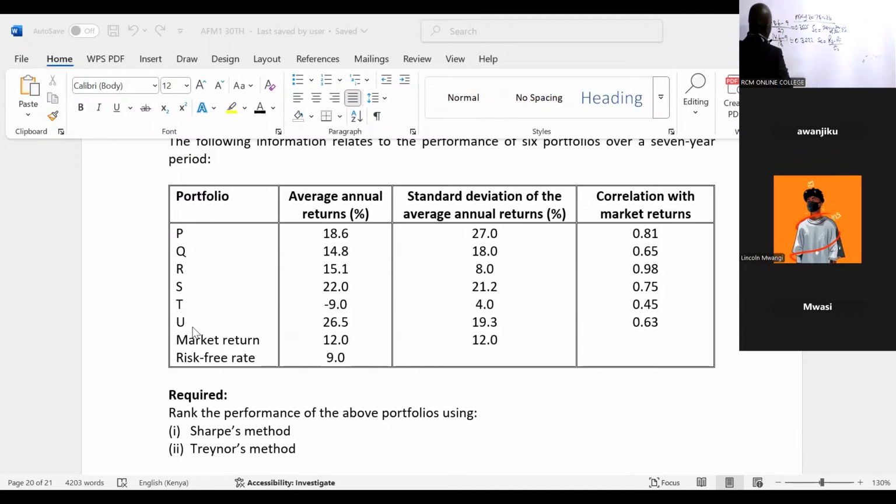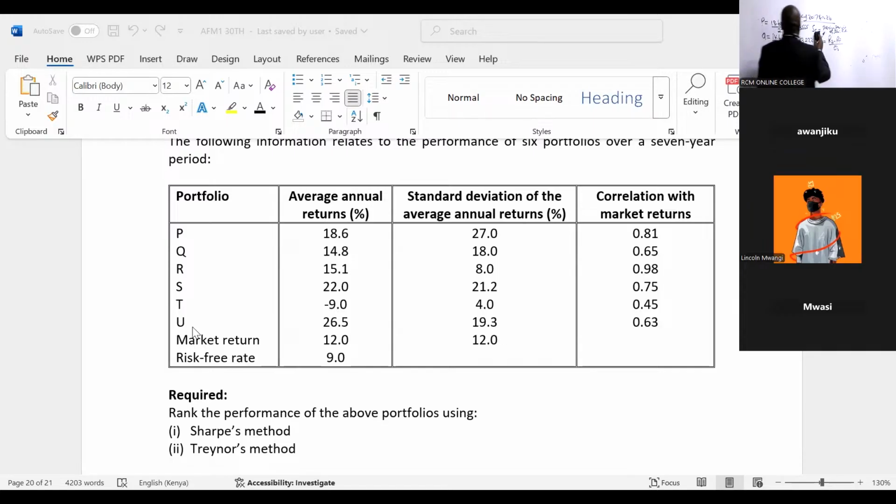From there, we go to R. For R, I can see the average return of R is 15.1, minus 9, all over the standard deviation there, which is 8. Which ended up giving you what figure? 0.7625.